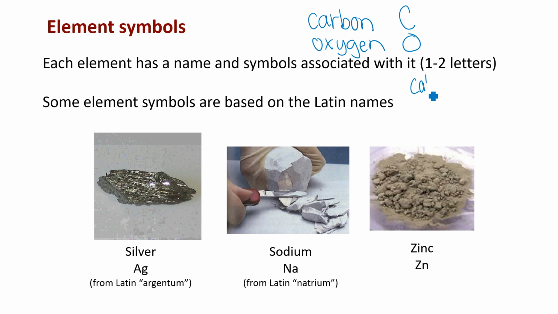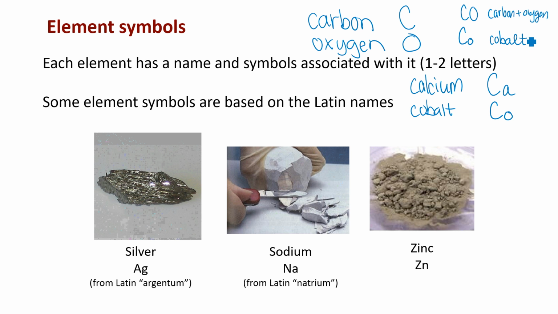The symbol for calcium is, well, C is already taken, so the symbol for calcium is capital C and lowercase a. The symbol for cobalt, which is a metal, is capital C, lowercase o. So notice how if I wrote capital C, uppercase O, that would imply I had carbon and oxygen. But if I write capital C, lowercase o, that would be the element cobalt. So it's important to pay attention to whether a letter is capitalized or not. So each element symbol is just going to have one capital letter in it.